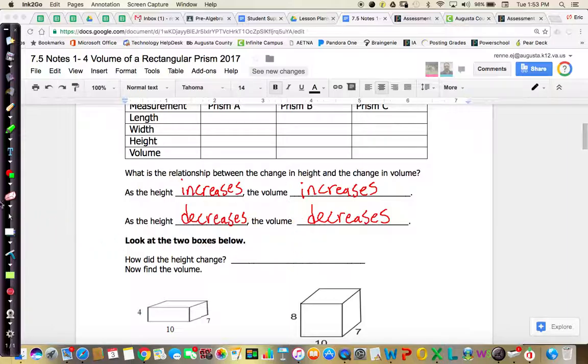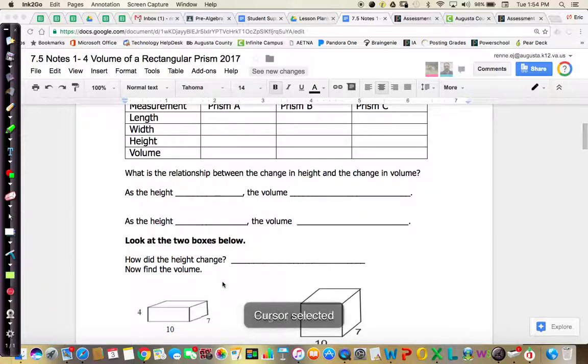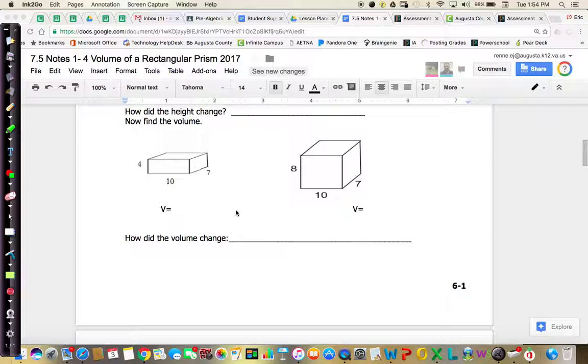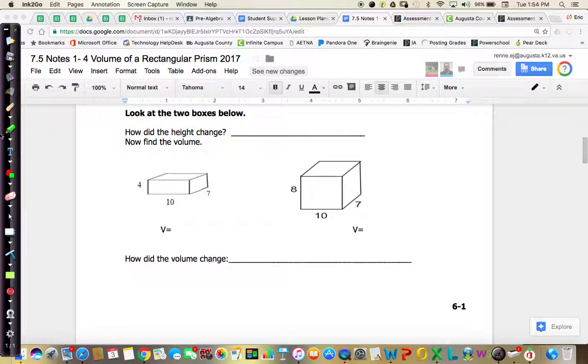Okay, so it says, look at the 2 boxes below. How did the height change? So if we want to do that, we need to find out what the 2 heights are. So what I like to do first is label the length, width, and height when it's not already labeled for me. So this is the length, this is the width, and this is the height. So go ahead and label that.